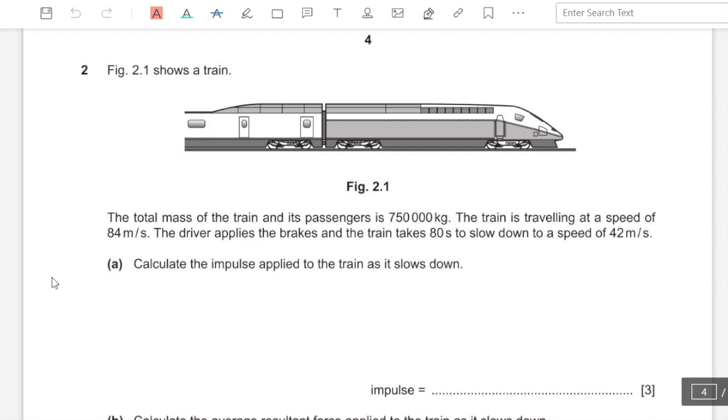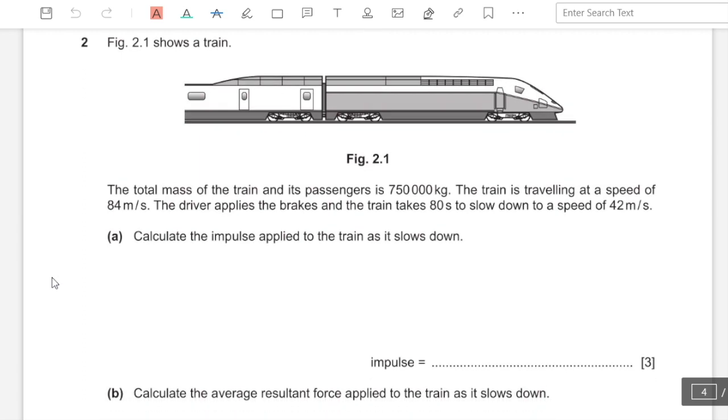Figure 2.1 shows a train. The total mass of the train and its passengers is 750,000 kilograms. The train is traveling at a speed of 84 meters per second. The driver applies the brakes and the train takes 80 seconds to slow down to a speed of 42 meters per second. A, calculate the impulse applied to the train as it slows down.